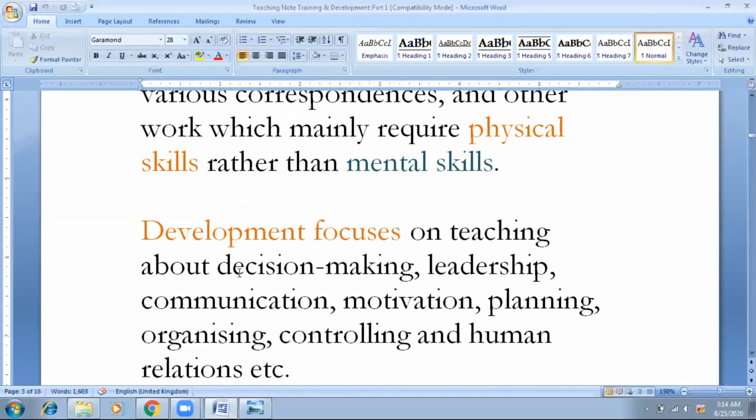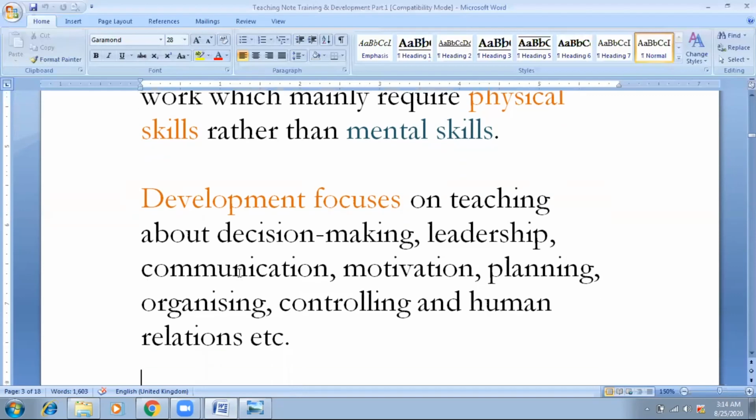Because development is for managers. Of course, the sense of management is decision making. Therefore, major work of a manager is to make right decisions. So therefore, development focuses on giving job-related knowledge, skills, and attitudes about decision making, leadership, communication, motivation, planning, organizing, etc.